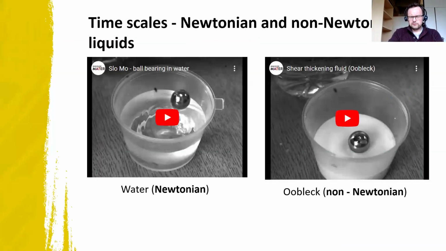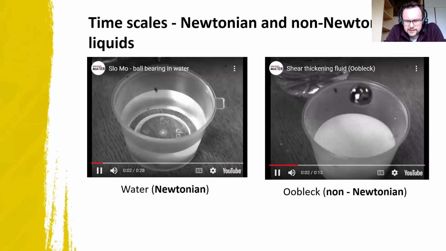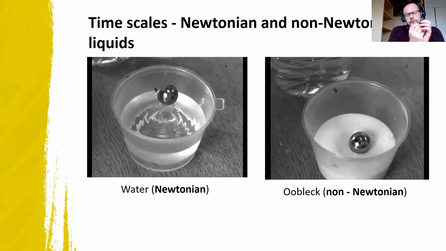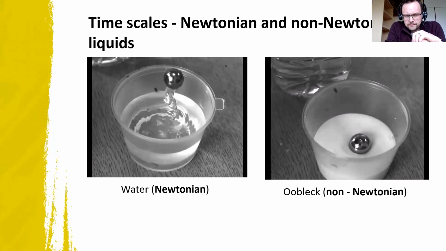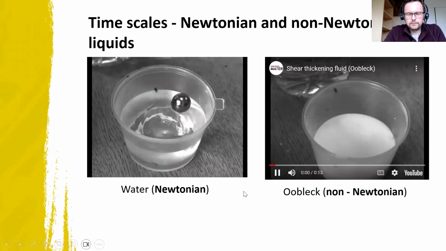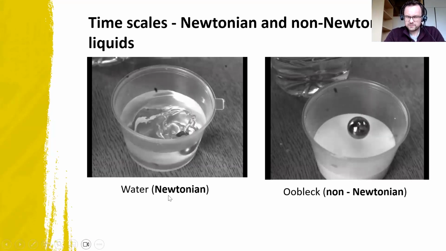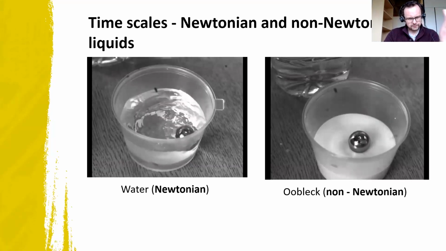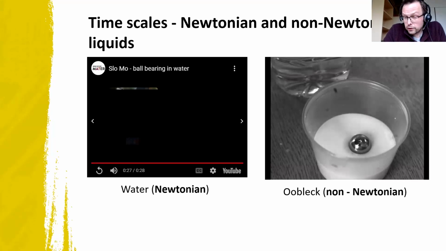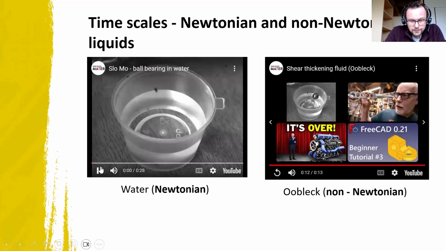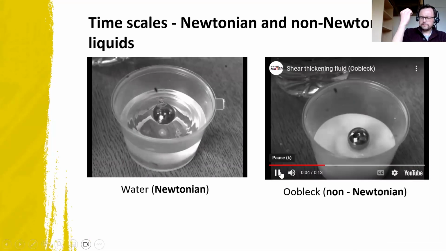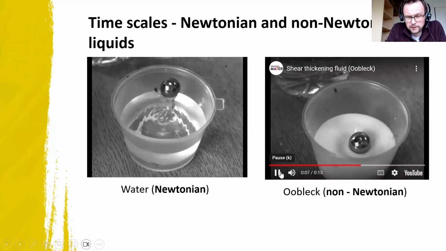But timescales are also important in liquids and fluids. So here are some high-speed videos of what are known as Newtonian and non-Newtonian fluids. So you can see that a ball bearing is dropped in water and it behaves as you would expect. Splashes around the ball bearing, just drops in. But in the oobleck on the right-hand side, you can see that the ball bearing just bounces straight off. And this is an example of a non-Newtonian fluid.